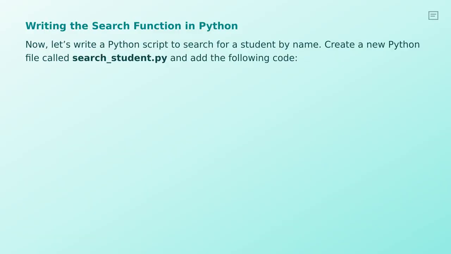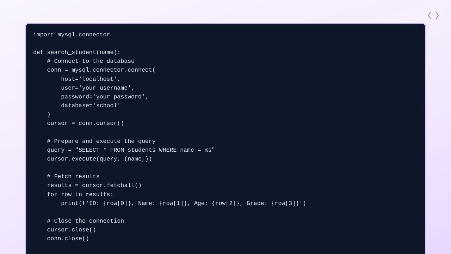This section covers writing the search function in Python. Now, let's write a Python script to search for a student by name. Create a new Python file called search_student.py and add the following code. Add the Python snippet shown on screen to your application file, then use the run command displayed below.